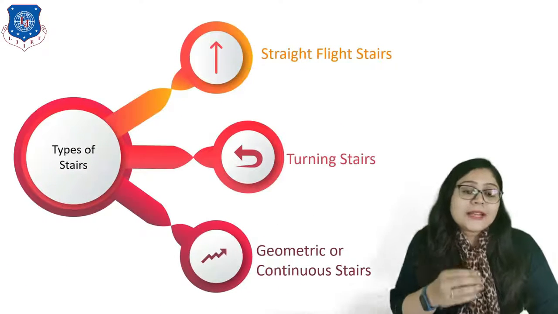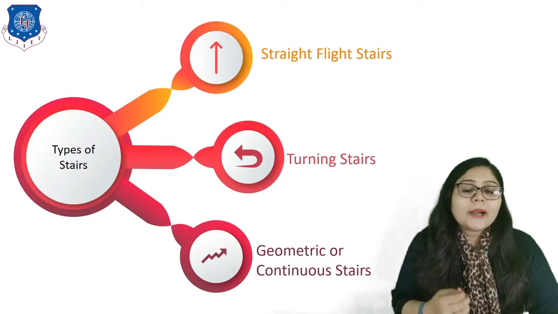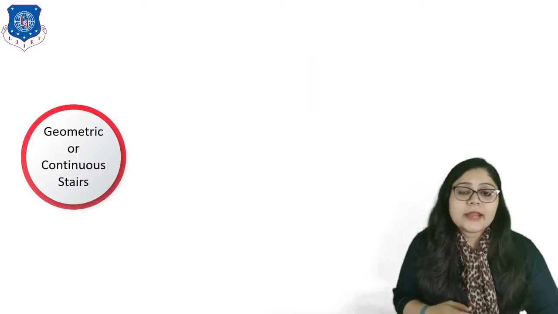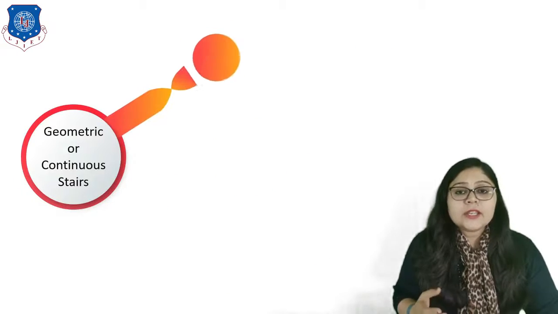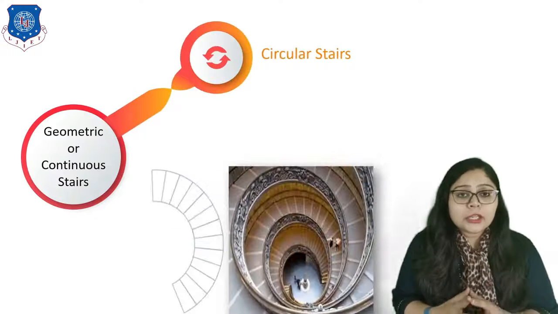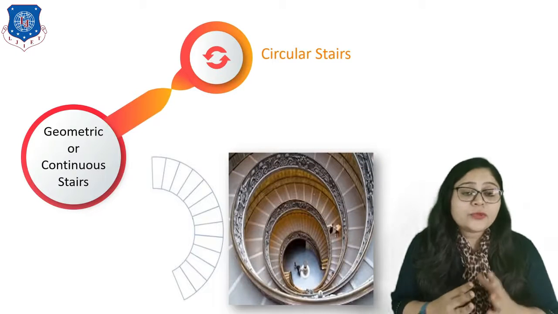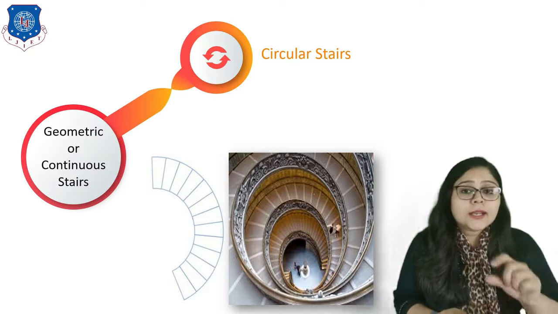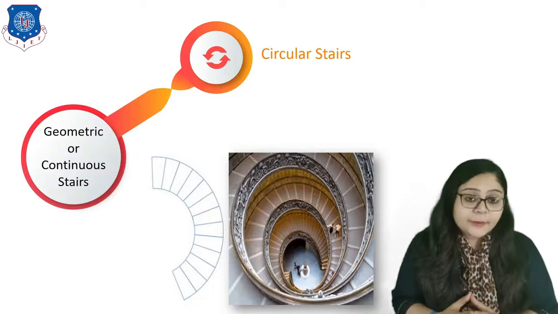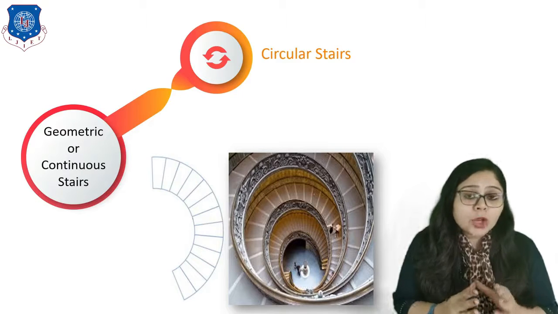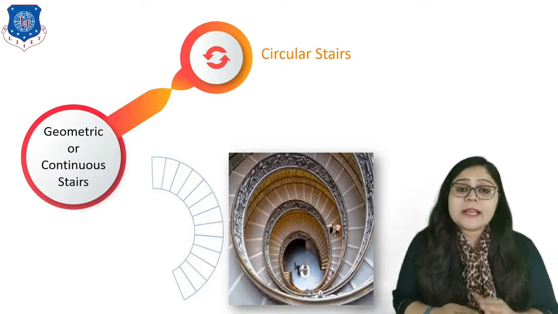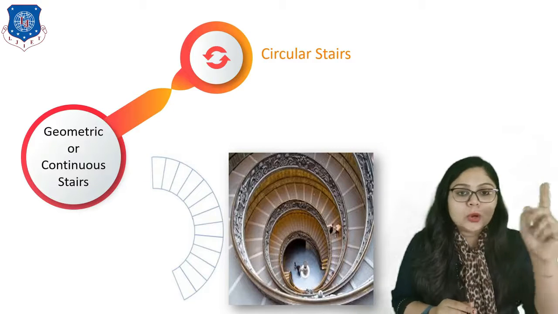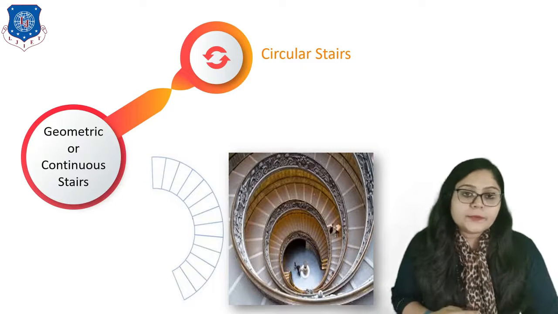Now let's move to the last one, geometric or continuous stair. So geometric or continuous stairs are those which we can again bifurcate into three types, in which the first one is the circular stair. Here in this figure you can see it is in circular shape, and particularly when I am talking about continuous stair, it means there is no landing in between. So it is continuous throughout the floors.